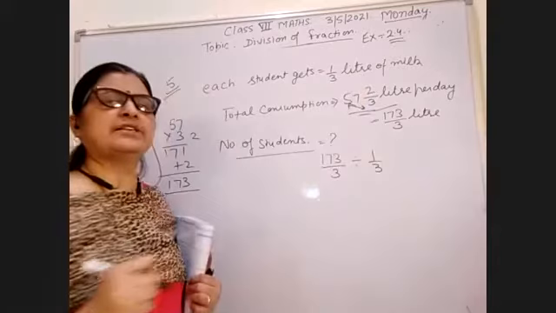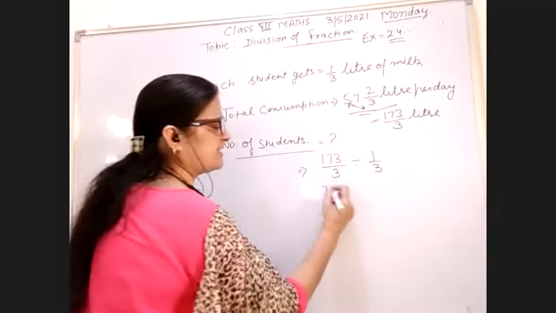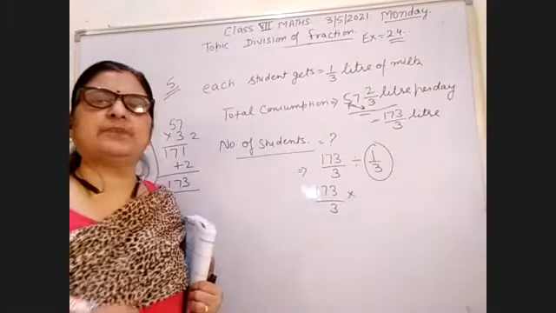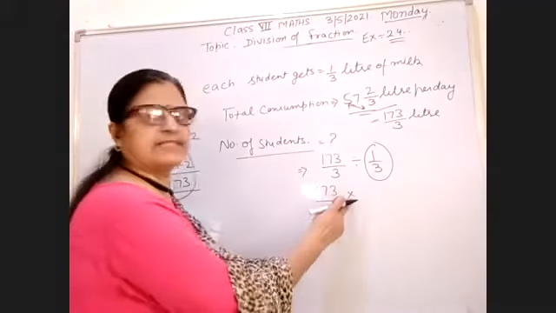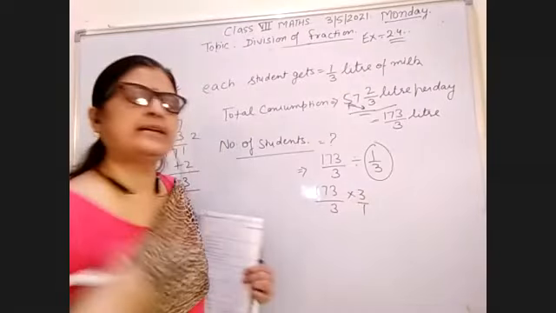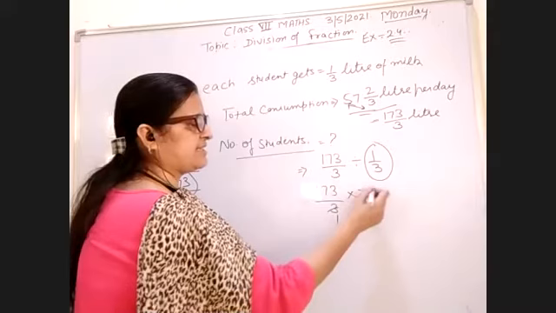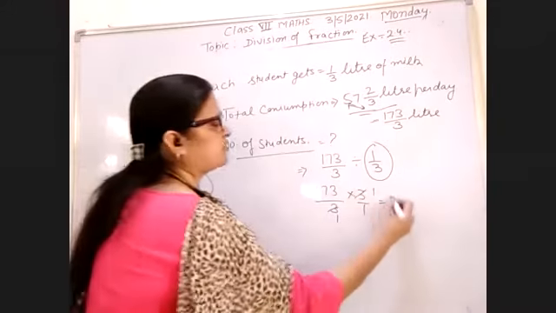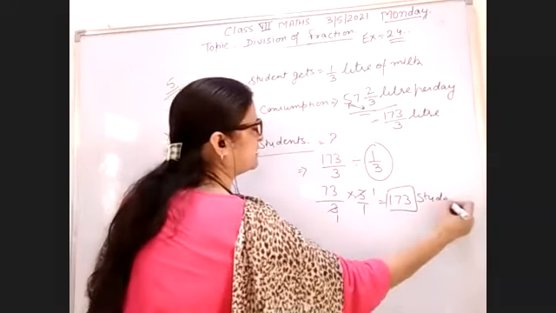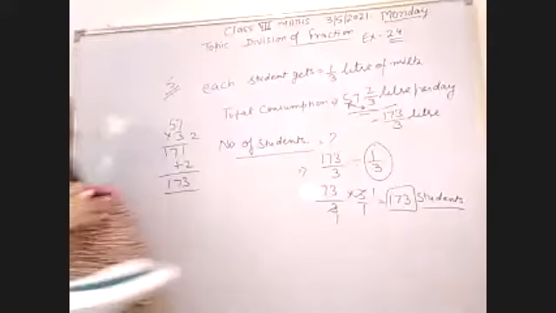सो 173/3 डिवाइडेड बाय जितना एक बच्चे को मिलता है उससे आप डिवाइड कर देंगे, देन यू विल फाइंड द नंबर ऑफ स्टूडेंट्स। सो 173/3 you will take the reciprocal of 1/3. First you have to change it into the multiply, and now you have to take the reciprocal of 1/3. It is equal to 3/1. So cancel 3 with 3. So the total students in the hostel: 173 students are there in the hostel. You will note down this question.